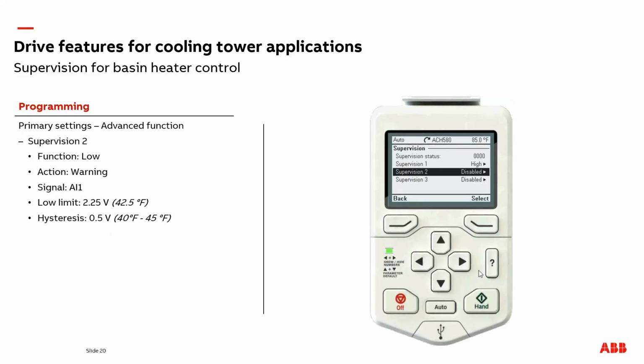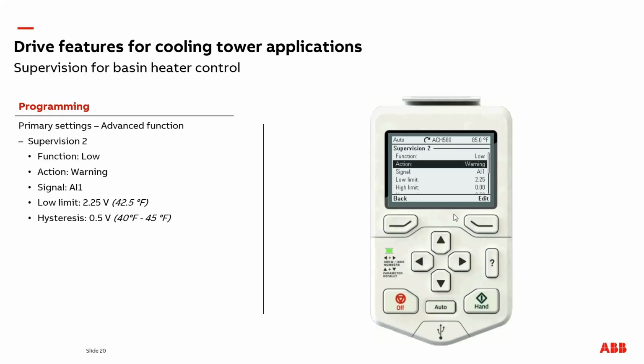Now let's set up Supervision 2 for the basin heater. For the function of this supervision, we're going to use the low limit. The both function enables the output of the supervision above the high limit and below the low limit, but we want to have the basin heater enabled below a threshold and remain enabled with a hysteresis above that low limit.